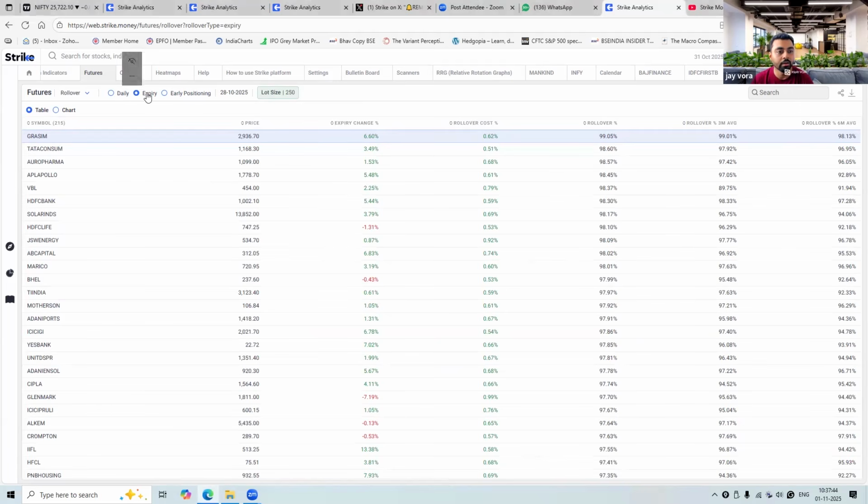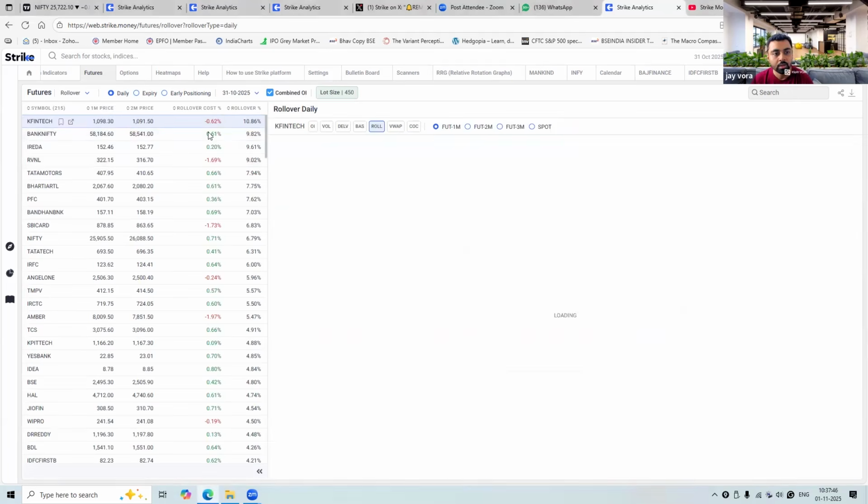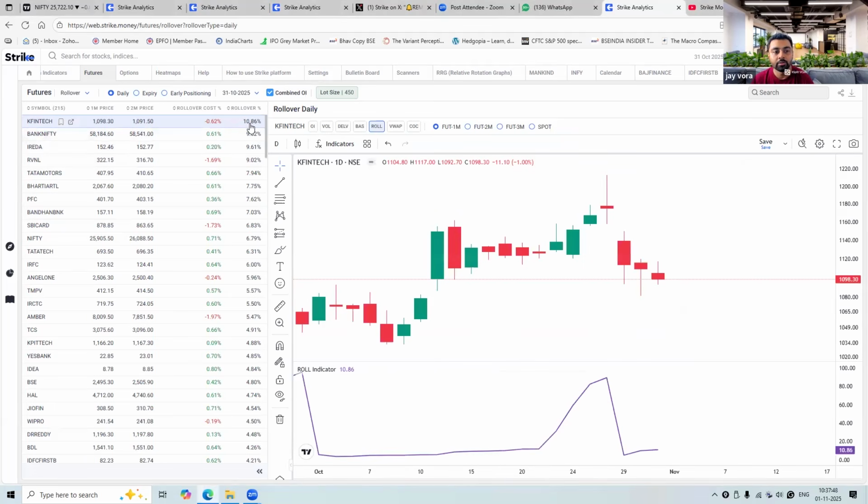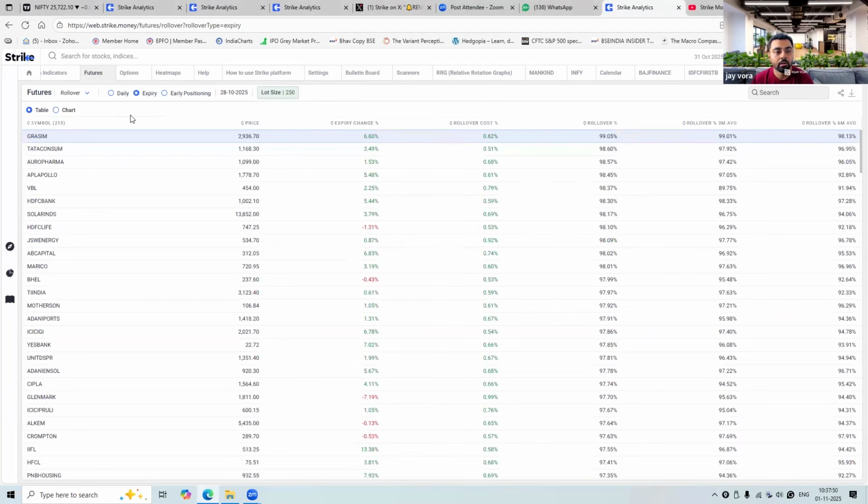You are getting a percentage over here. Now say for example, if we go to expiry, Grasim is the one where 99% rollover has happened. If you see the 3 and 6 months average, it is 99, plus the stock had seen an up move of 6%. That means people have carried forward their long position. That is what this will indicate.